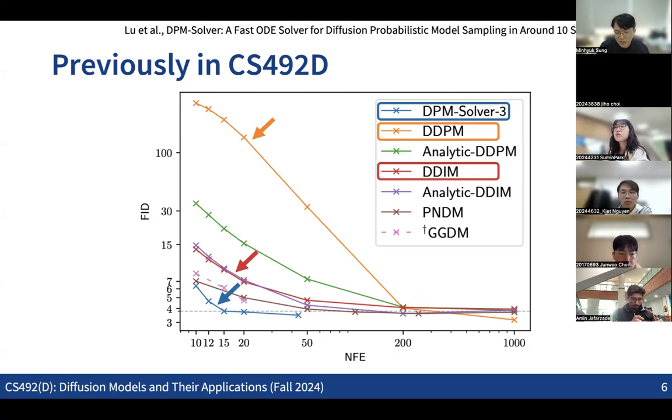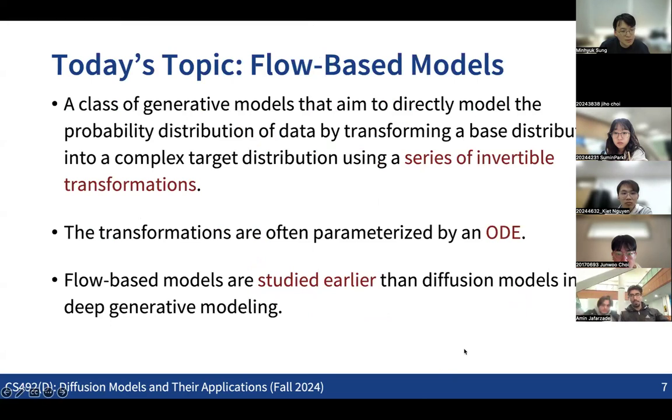In this context, we are also going to see a different type of generative model, which is the flow-based model. The flow-based model is not directly related to diffusion models, but we are going to see how they are similar to each other, and some connections between the two. But actually, the flow-based model was introduced even before diffusion models. The first time the flow-based model was introduced was in 2014, about 10 years ago.